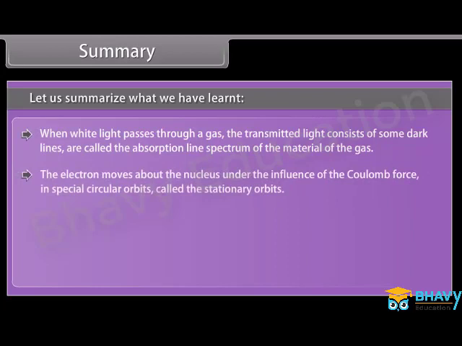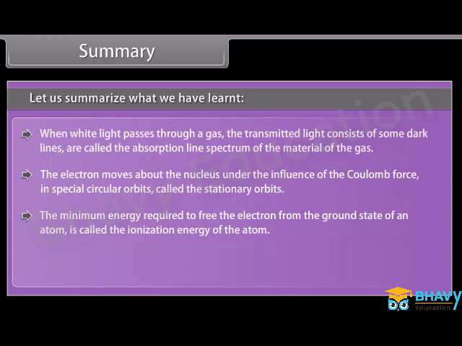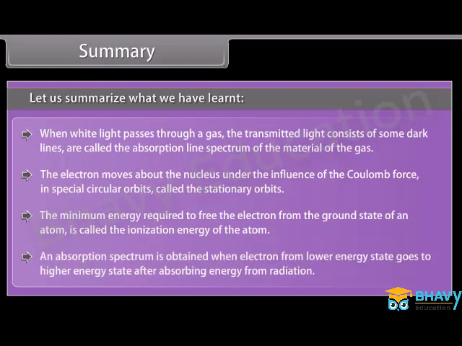The electron moves about the nucleus under the influence of the Coulomb force in special circular orbits called the stationary orbits. The minimum energy required to free the electron from the ground state of an atom is called the ionization energy of the atom. An absorption spectrum is obtained when electron from lower energy state goes to higher energy state after absorbing energy from radiation.